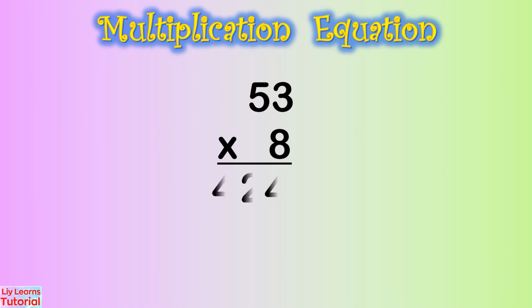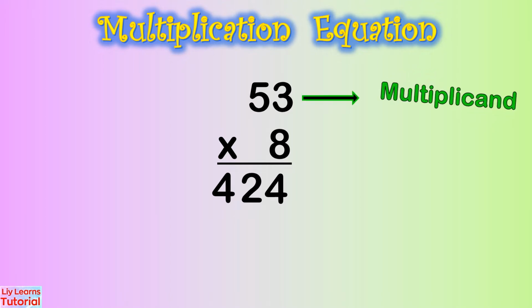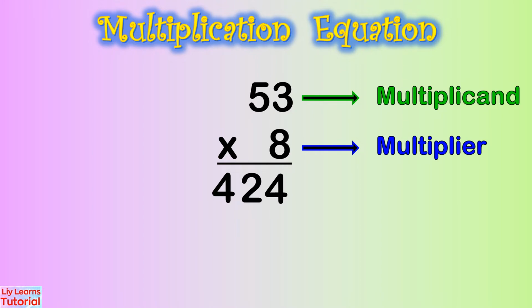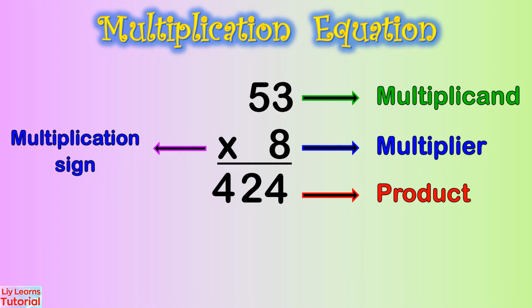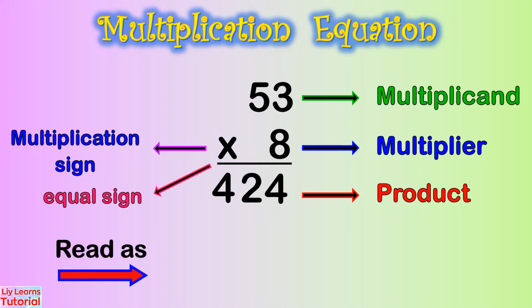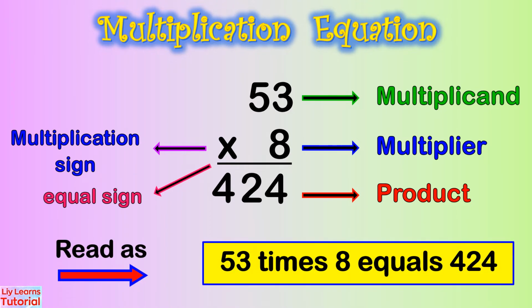We rewrite 53 times 8 in a column form. 53 is the multiplicand. 8 is the multiplier. 424 is the product. This is the multiplication sign. And this is the equal sign. We can read this as 53 times 8 equals 424.